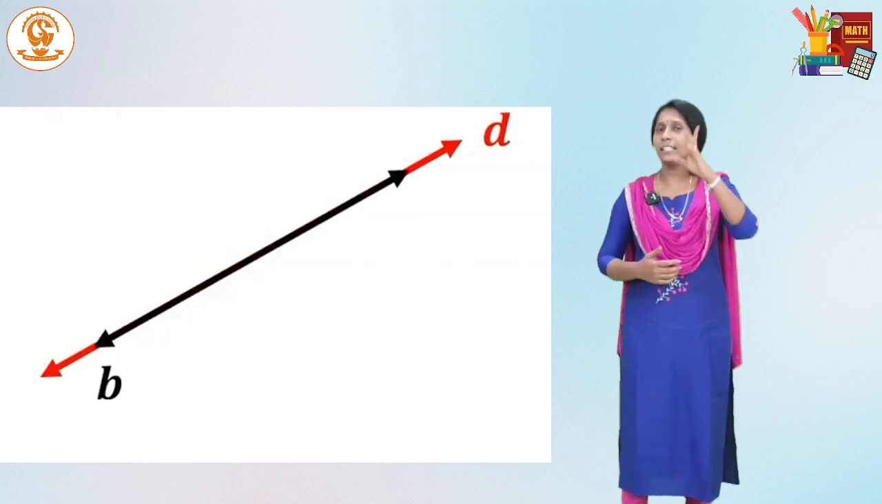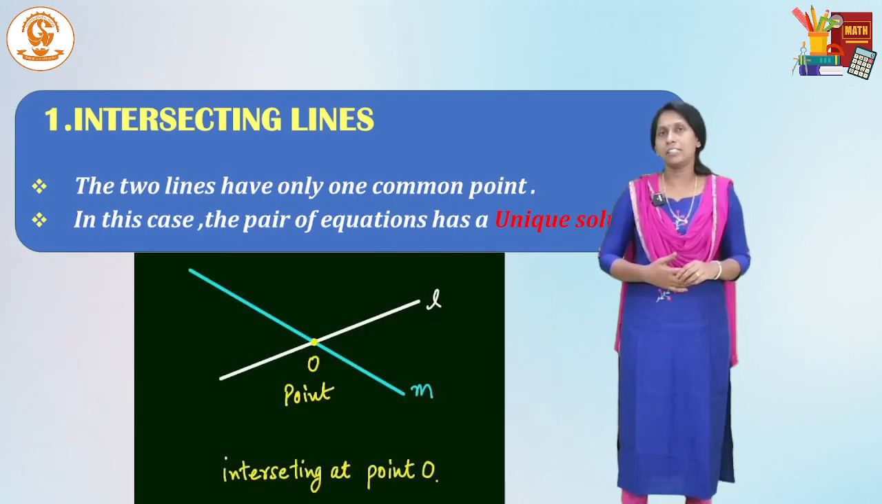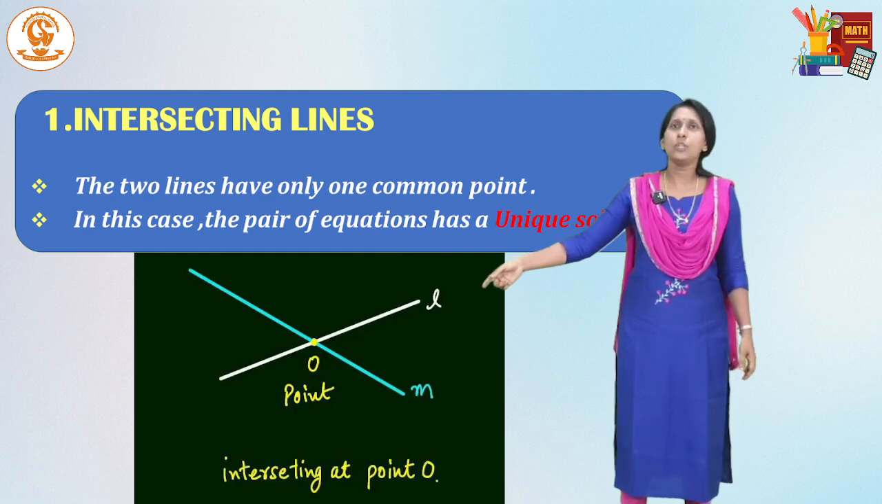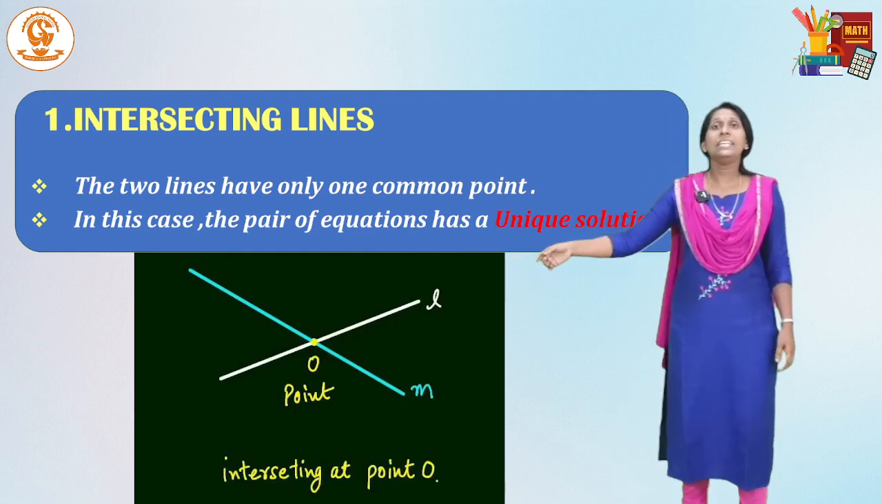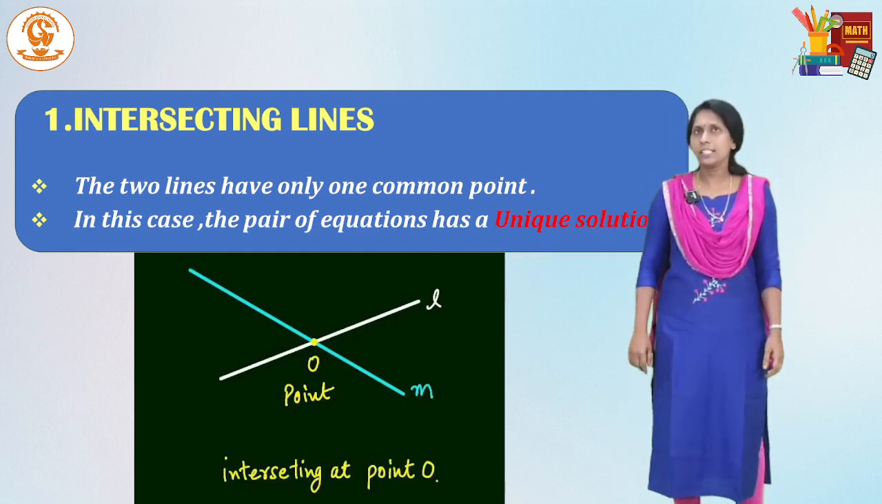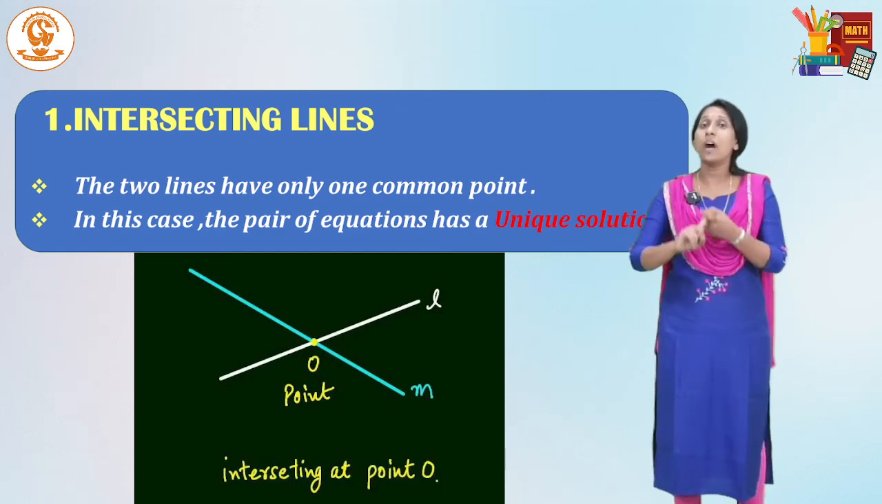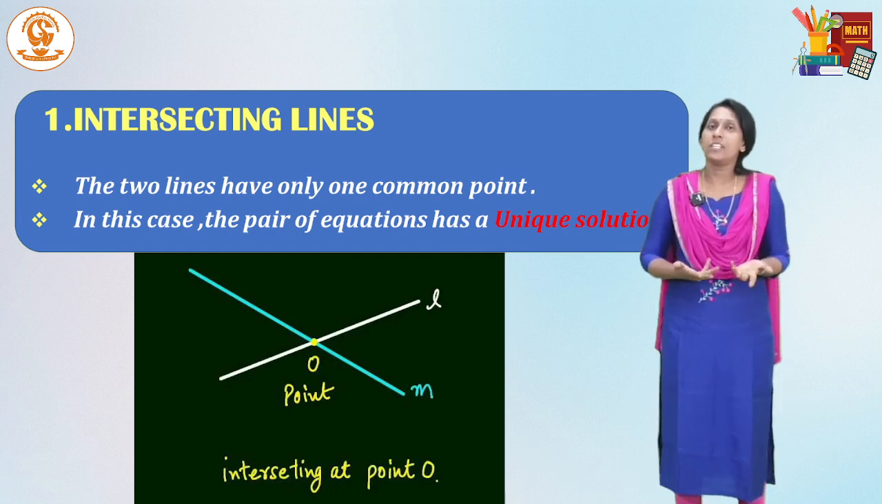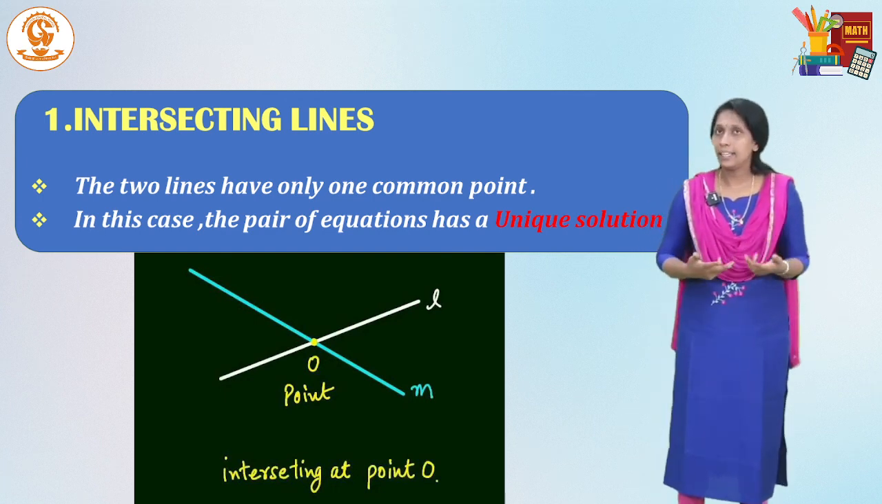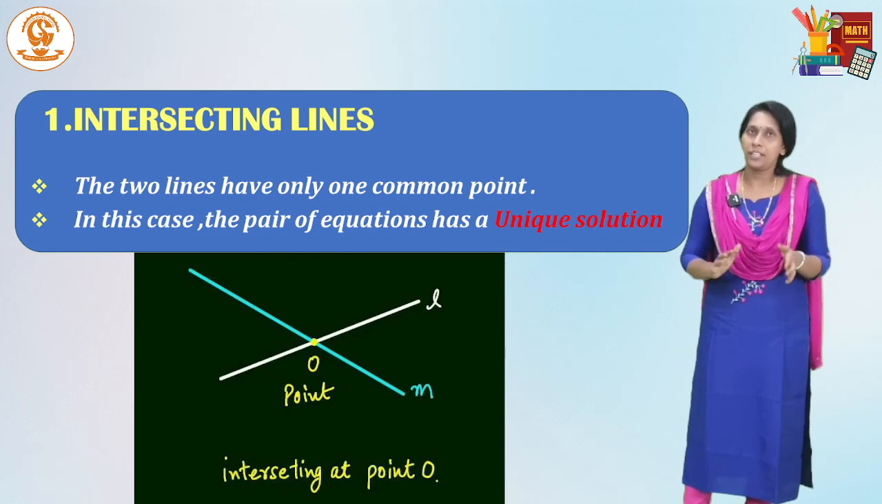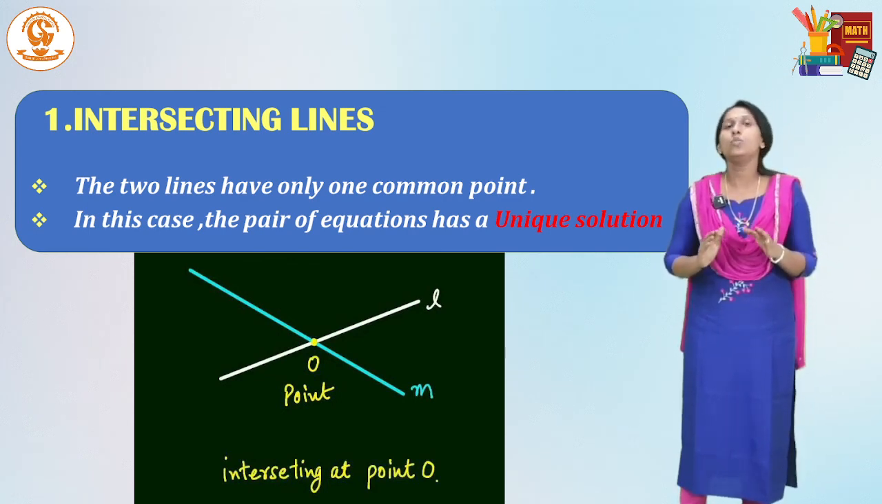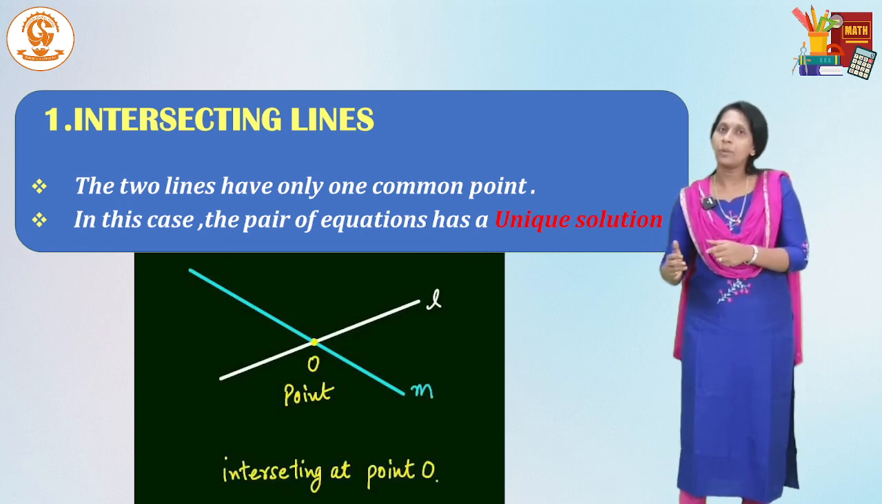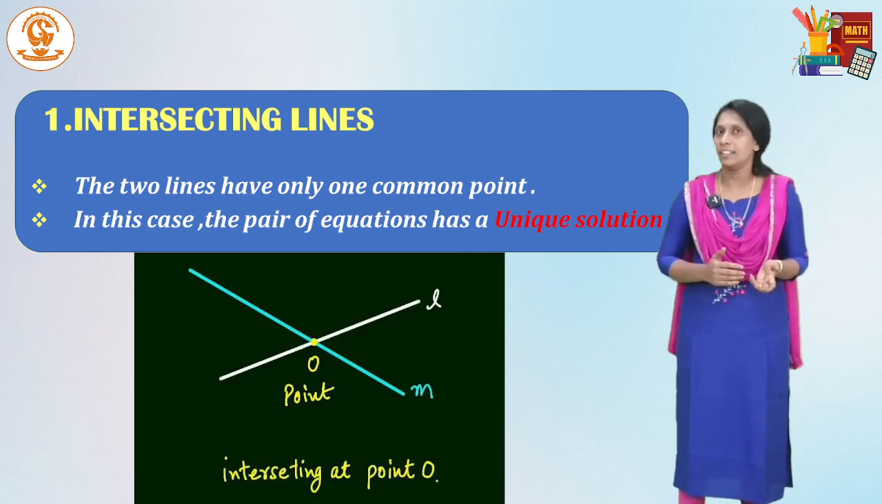Okay, so let's discuss the first case of intersecting lines. When the lines are intersecting, you can see that they will intersect at a common point, isn't it? So they have only one common point. That means the pair of equations has a unique solution. So in this way, you can relate the geometrical representation and the number of solutions, isn't it?